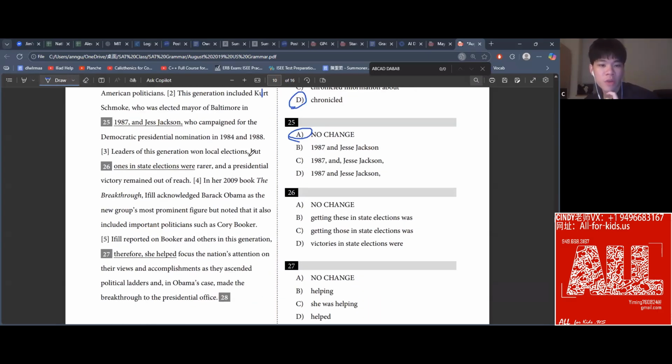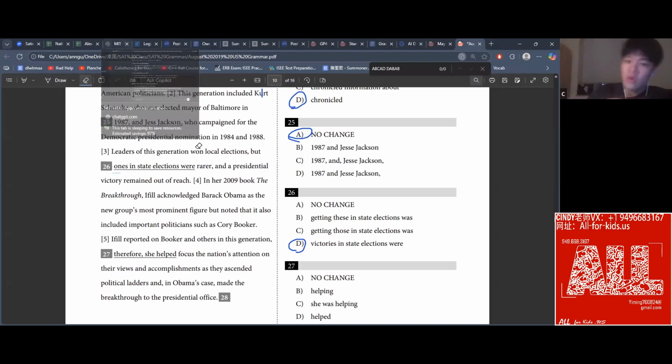Leaders of this generation won local elections, but victories in the state election were rare, right? Ones in the state, it isn't clear what "one" is referring to because it's not talking about elections. It's talking about winning, right? So it's just thinking about what is rare. They won local elections, but winning the state elections is harder, right? So victories in the state election is what the "one" is referring to.